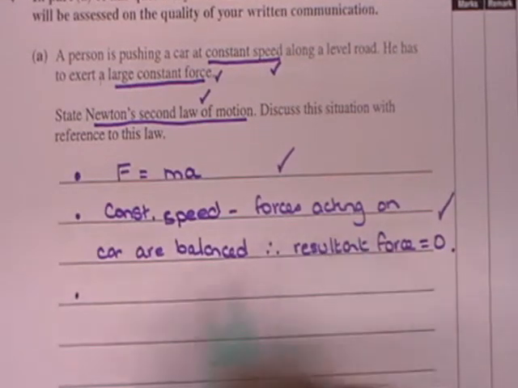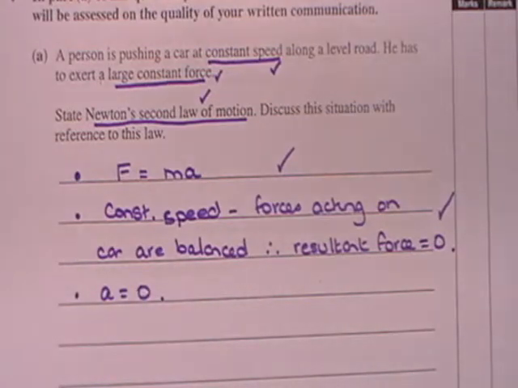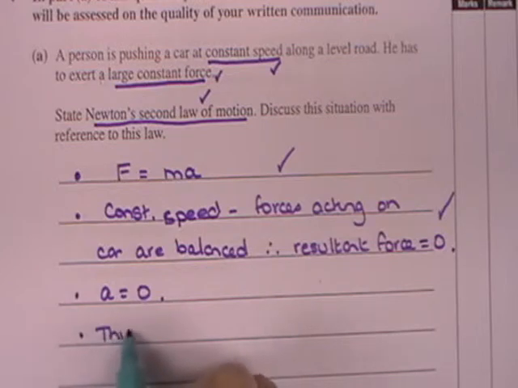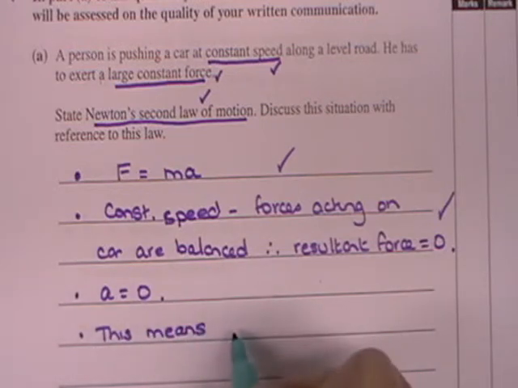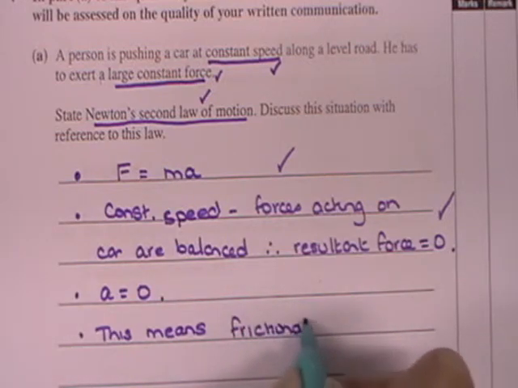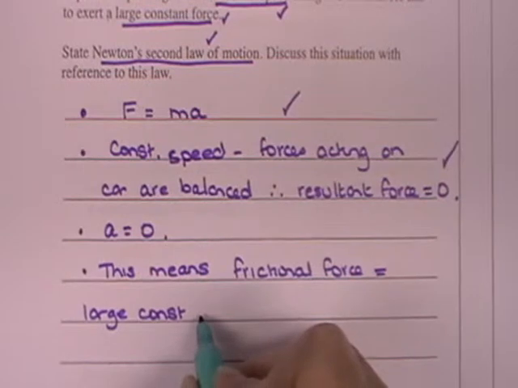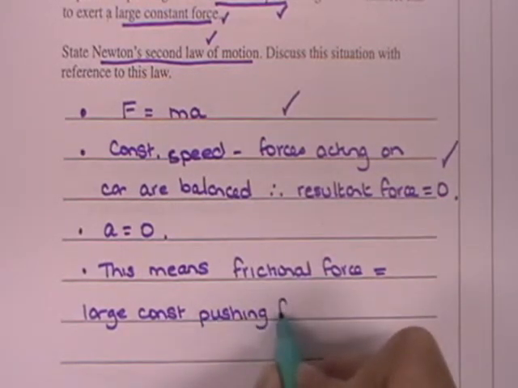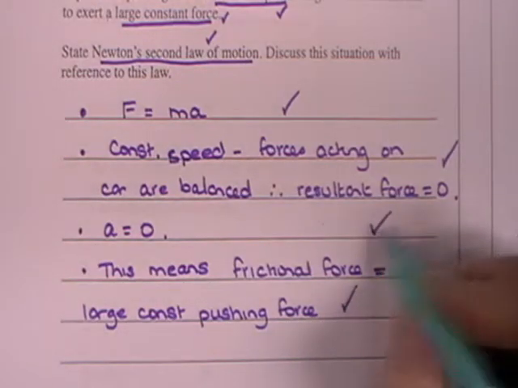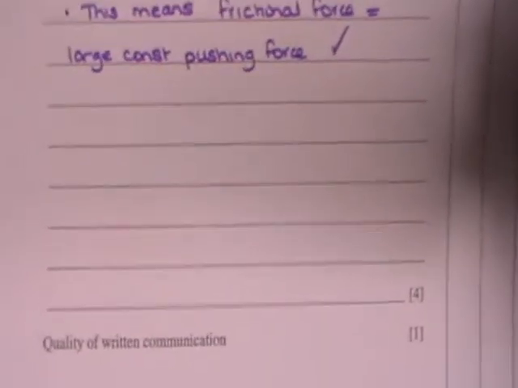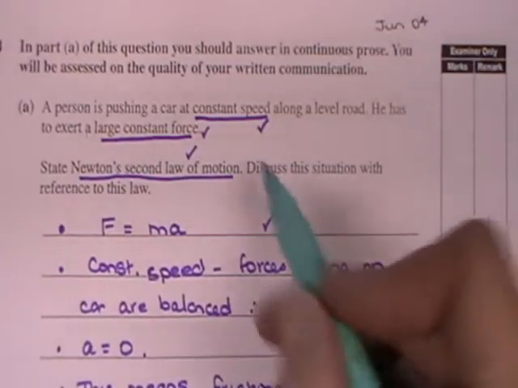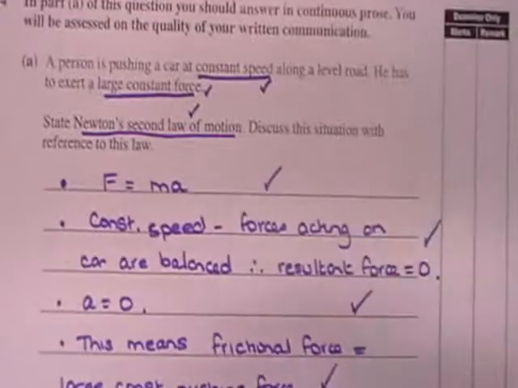So then, obviously, if the resultant force is equal to 0, a is equal to 0 too. There's no acceleration. So therefore, this means there must be a force balancing out that large constant force which is moving forward. So that means there must be a frictional force which equals the large constant force. And that would be a pushing force or a motor force or a force from the engine. I'll just call it a pushing force. And that's enough there to get you your 4 marks. And of course your quality of written communication will get you a 5th. That wasn't too bad. Look at the question, underline the important bits, and then try and work out what you need to say about that.